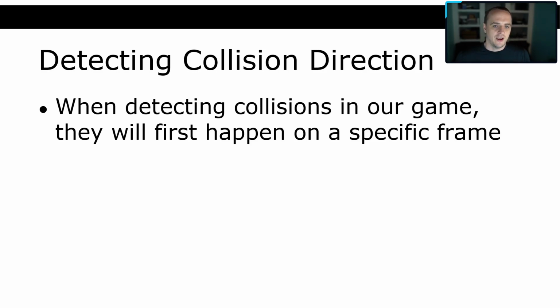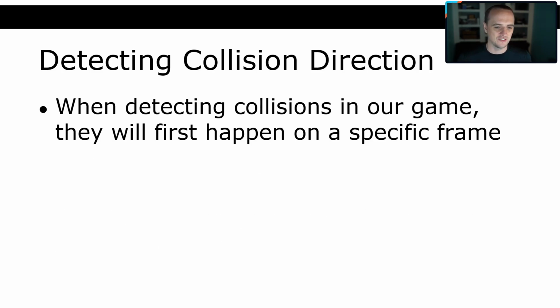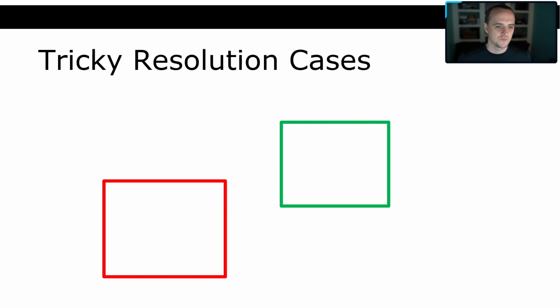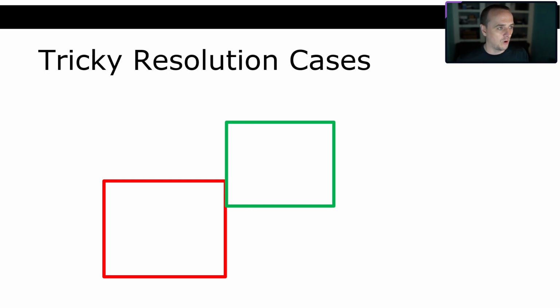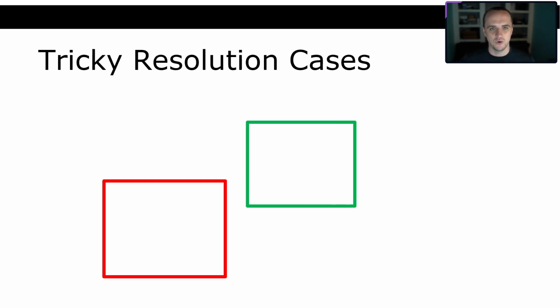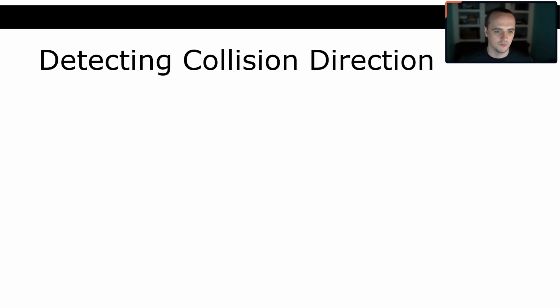So when detecting collisions in our game, they will happen at some specific frame, right? Like I'm on frame F of the game and this collision has happened. On the frame before the collision is detected, there is no collision, right? And I know that sounds weird to say, but essentially on one frame there was no collision, and on another frame there was a collision. So on one frame everything is okay, and on the next frame everything is not okay. We need to resolve things somehow.